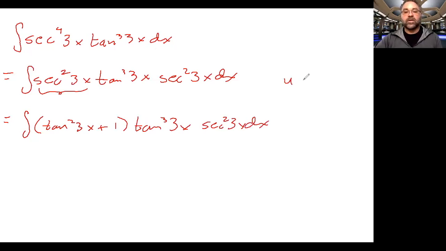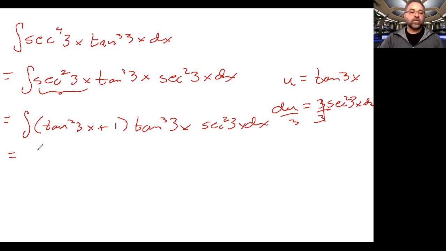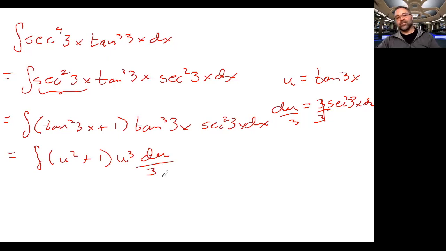I can let u be the tangent of 3x. du will be 3 secant squared 3x dx. And of course, I don't have the 3 in there, so I can move it to the other side. So secant squared 3x dx is du over 3. And so this turns into u squared plus 1, u cubed, du over 3. And now it's a nice easy polynomial. 1/3 the integral of u to the 5th plus u to the 3rd du.